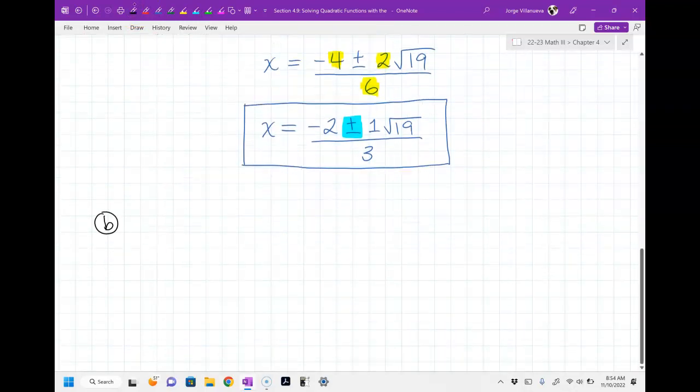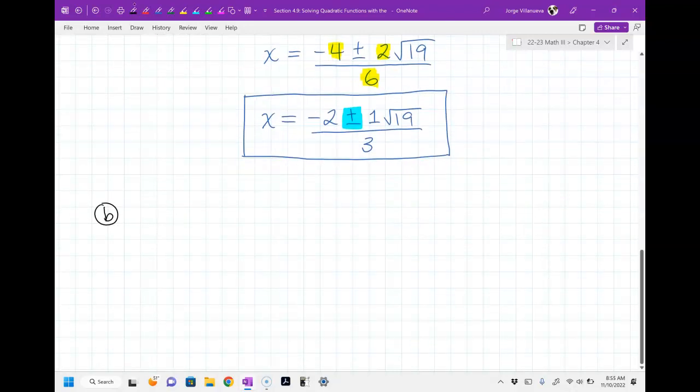All right. Part B. Let me do this one. Negative 2n squared plus 2n plus 6 equals negative 4. So I'm just changing it up a little bit because you're going to get four problems that are similar to part A. You're going to get two problems that are similar to part B. And then you're going to get two problems that are similar to part C when I do that.